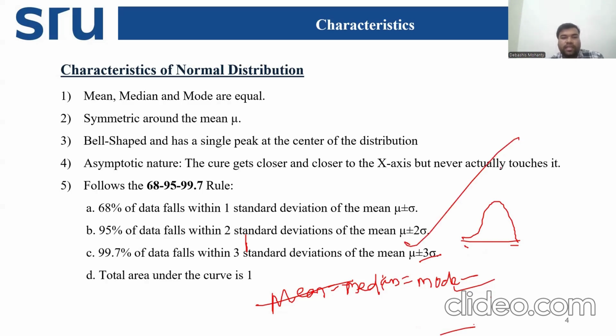There is a 68, 95, and 99.7 rule. 68% of the data falls within mu plus or minus sigma, that means one standard deviation. And 95% of the data falls within two standard deviations, that is mu plus or minus 2 sigma. And 99.7% falls within mu plus or minus 3 sigma. These are the actual values we use.